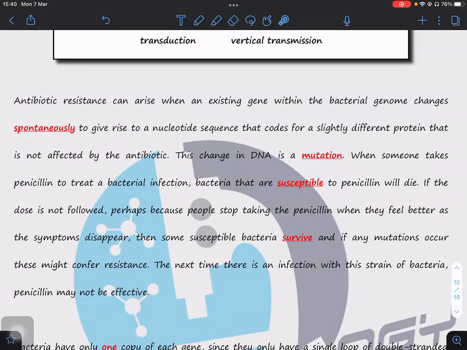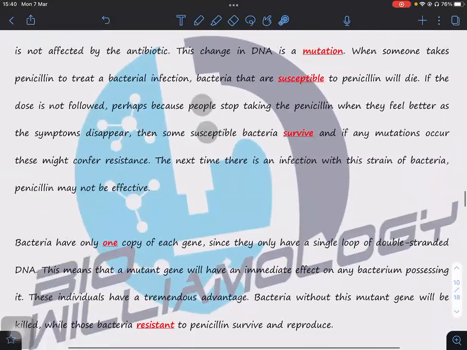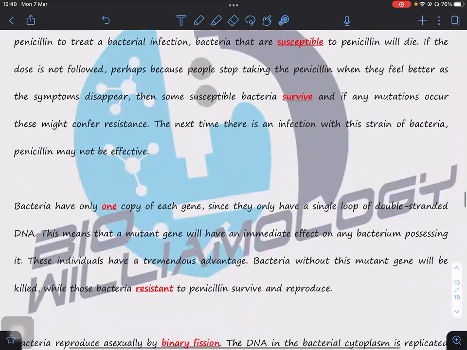When someone takes penicillin to treat a bacterial infection, bacteria susceptible to penicillin will die. If the dose is not followed, perhaps because people stop taking penicillin when they feel better, some of these susceptible bacteria survive, and if any mutation occurs, this might confer resistance. So next time there is an infection with the same strain of bacteria, penicillin may not be effective anymore.